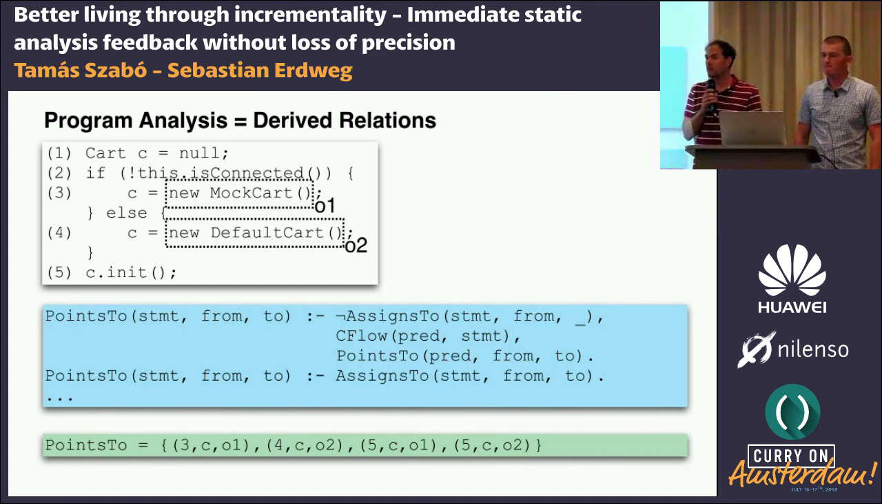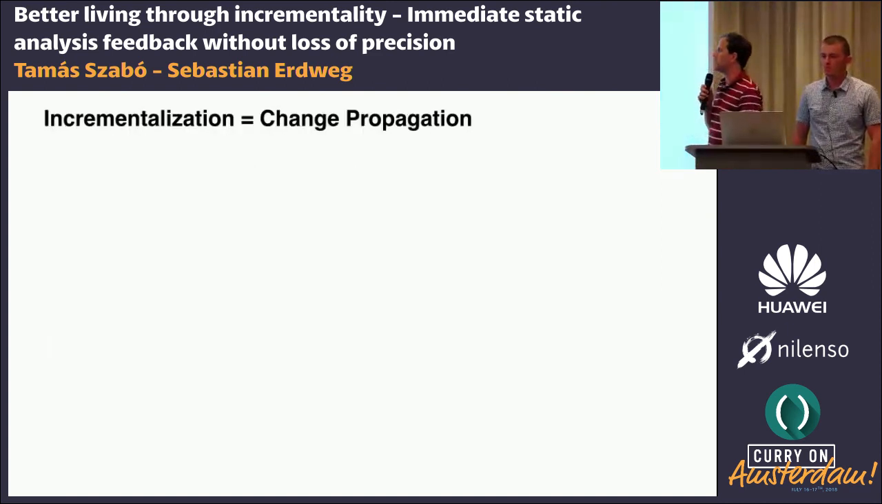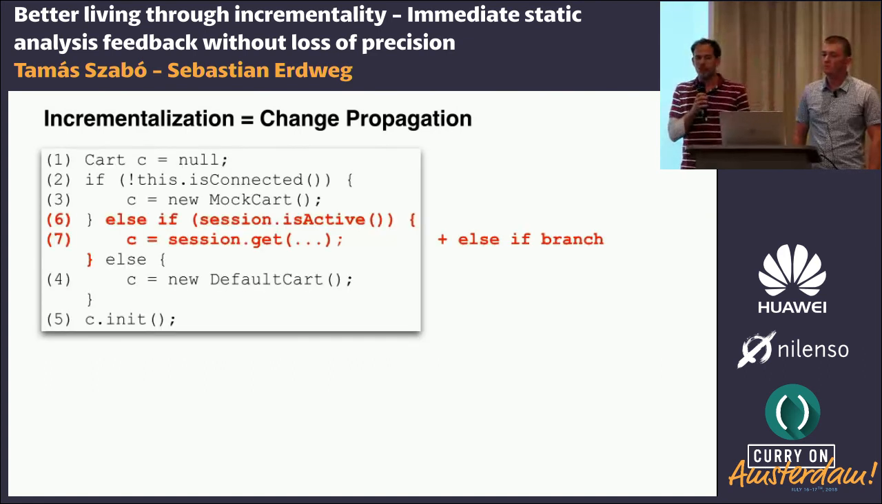All right, so this was basically a primer into doing data flow analysis with Datalog, but how to incrementalize that? This is what this talk's really about. The key idea is that incrementalization corresponds to change propagation. As I showed in this overview slide, we really want to propagate the changes. We don't want to reanalyze the entire code. So let's say we do a simple change to this program. We insert an else if branch in the middle.